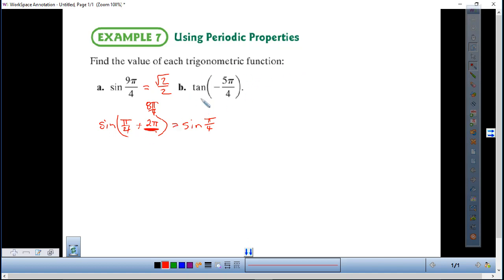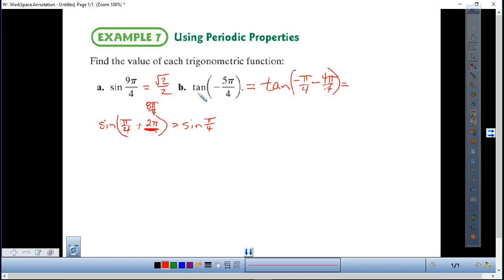All right, now tangent, remember, it's periodic for pi. So the tangent of negative pi over 4 is the same thing as the tangent of negative pi over 4 minus 4 pi over 4. Hold on, let me make that a little clearer there. Minus 4 pi over 4.